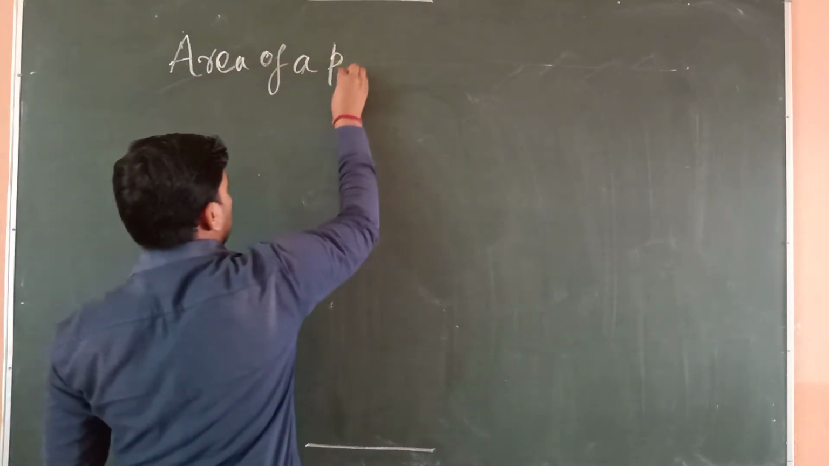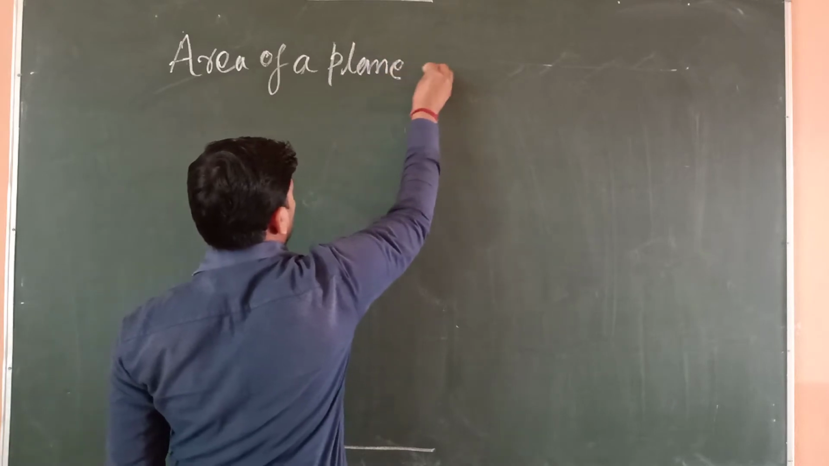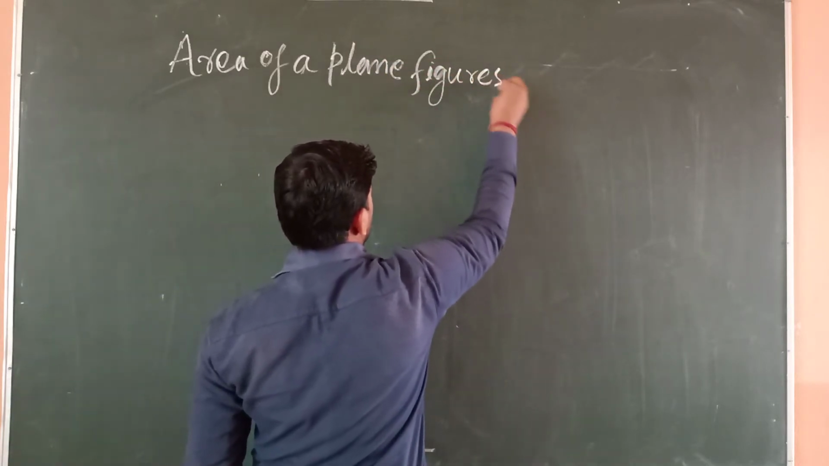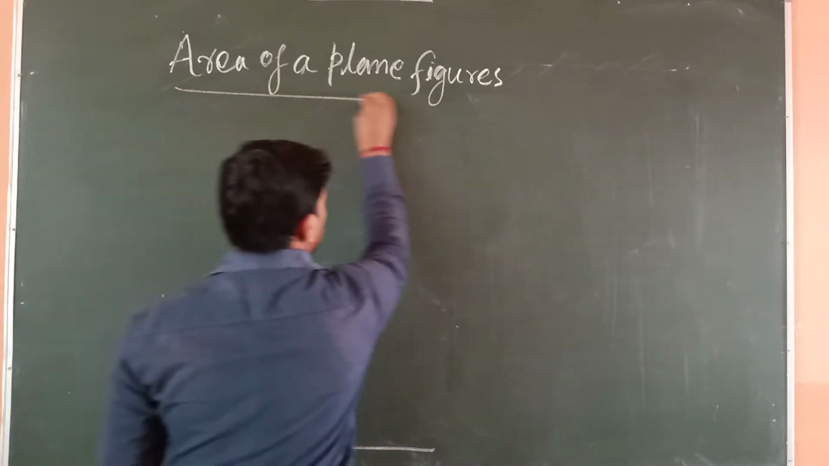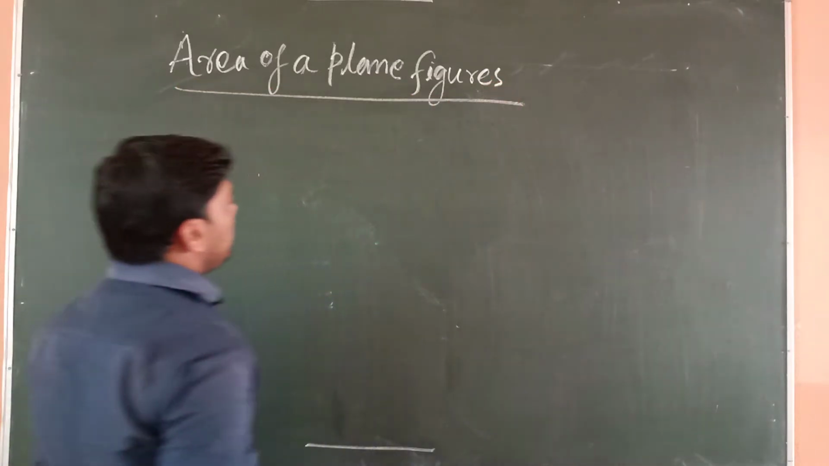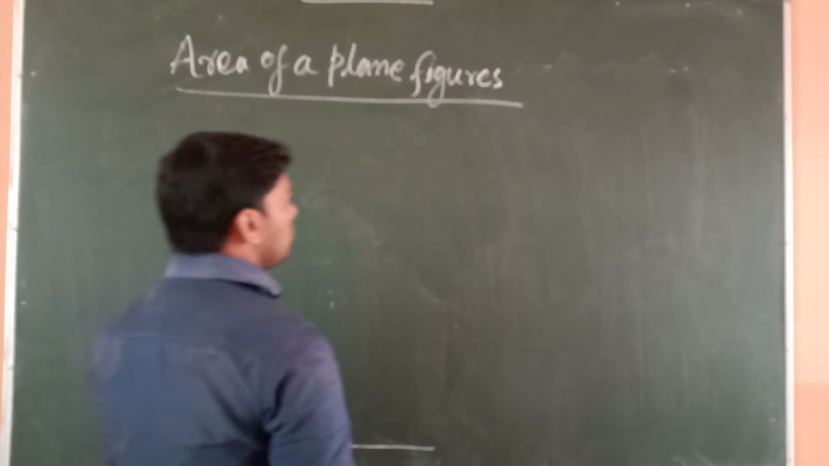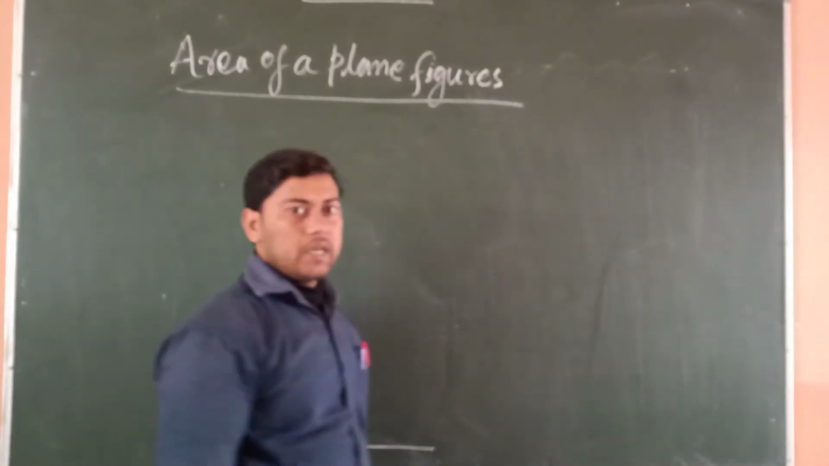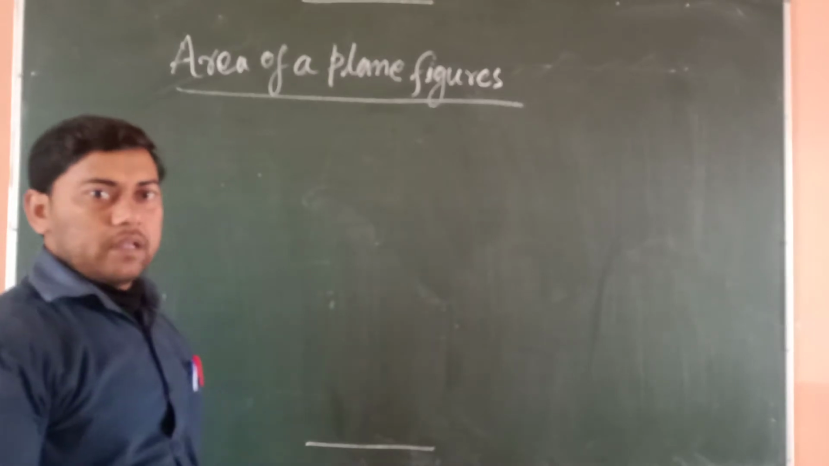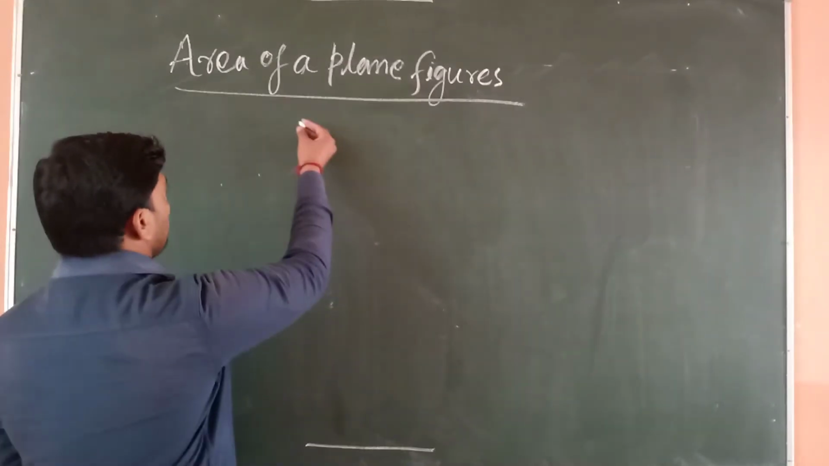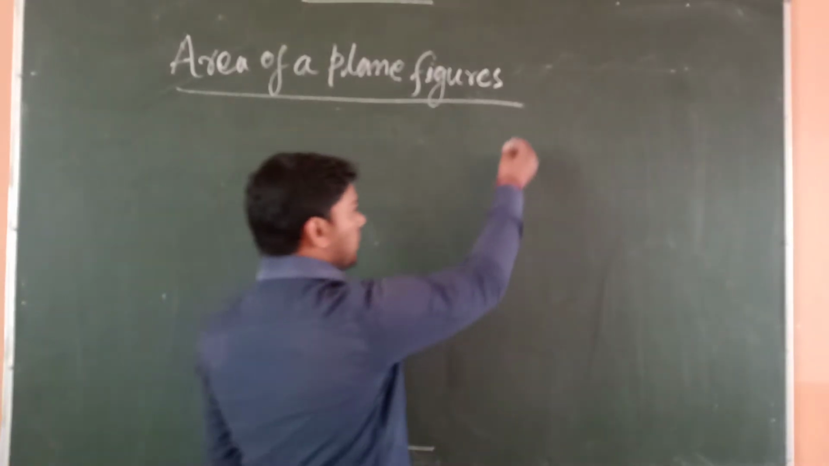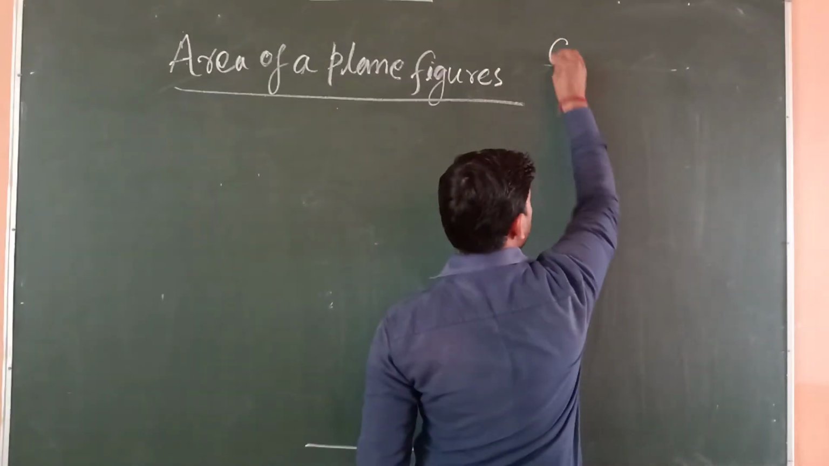Area of the plane figures. Plane figures you know already. 2D figures are called plane figures. 2D means two-dimensional figures, in which there are length and breadth. This is for class 7.